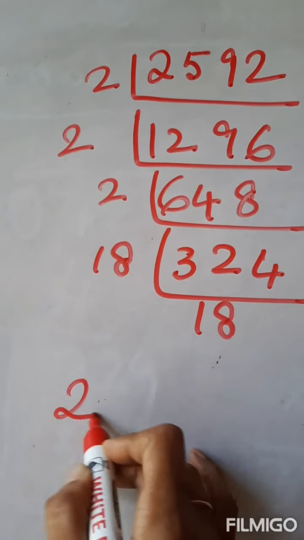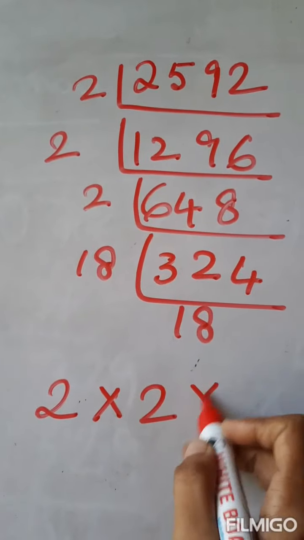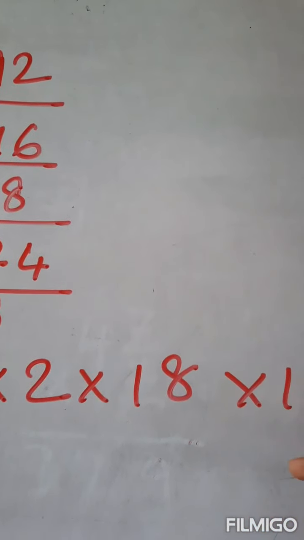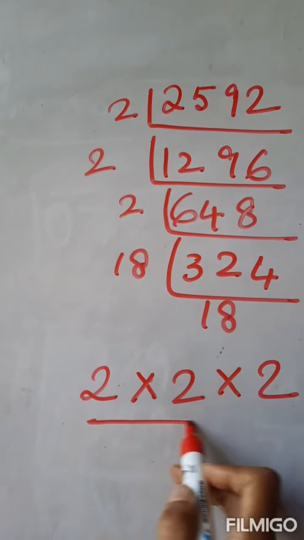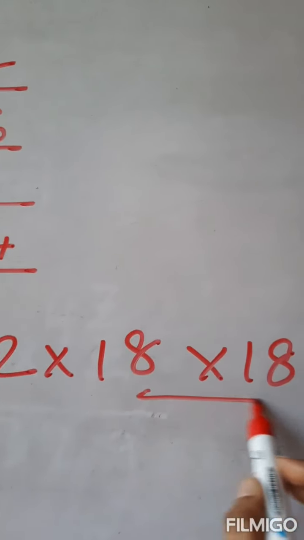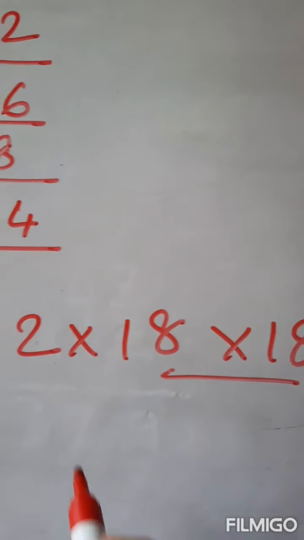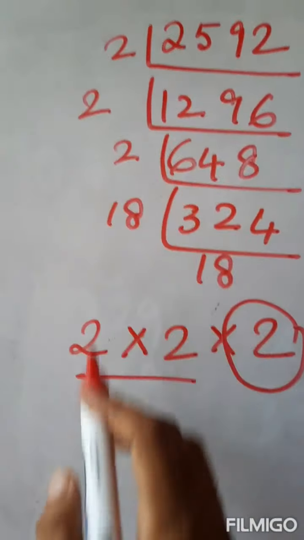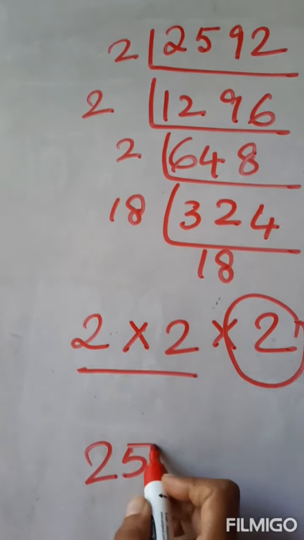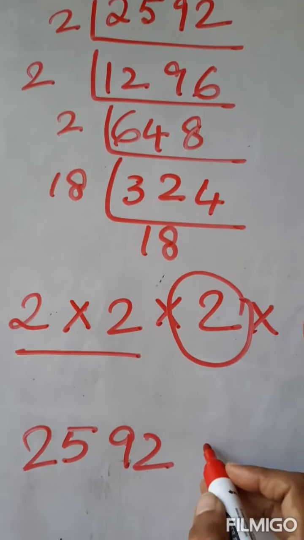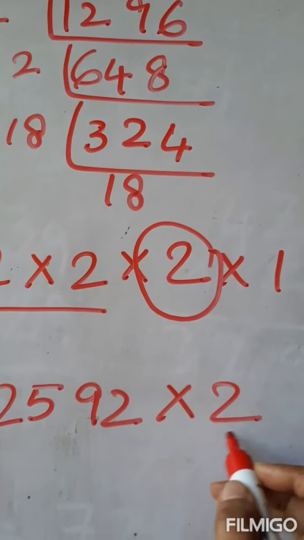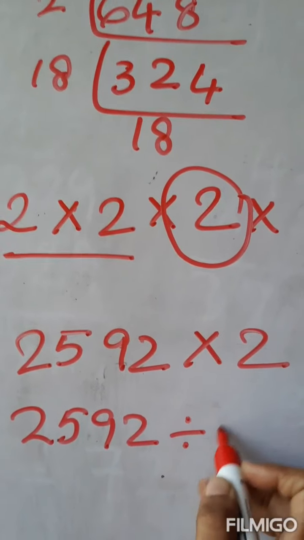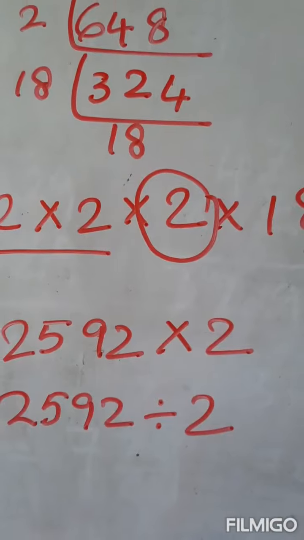The factors are 2 into 2 into 2 into 18 into 18. So the first two are paired. 18 into 18 is a paired number. So the unpaired number is this 2. So 2592 should be multiplied by 2, or it should be divided by 2 to give a perfect square number.